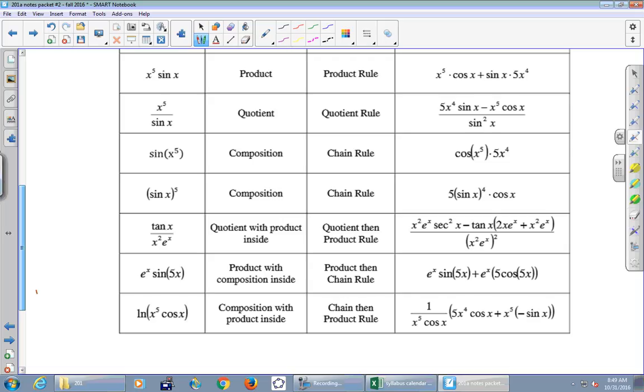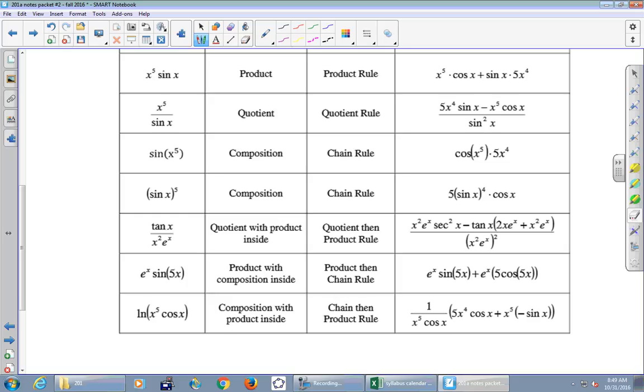Next one, e to the x sine of 5x. What's the first rule, overarching? That is a product rule. In the midst of doing that product, you're going to have sine of 5x. What is that? That's a chain rule, sine of stuff. Yeah? Okay, and in the last example, ln of x to the 5th cosine x.